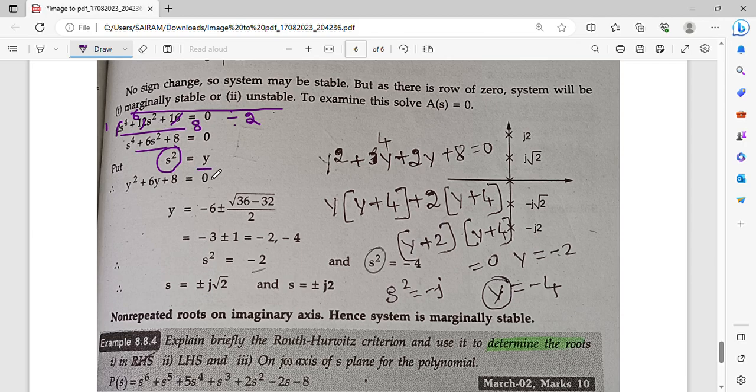s ಸ್ಕ್ವೇರ್ ನ y ಅಂತ ಹಾಕಿದ್ರೆ s power 4 ಏನಾಗುತ್ತೆ, s power 4 will become equal to y square, right? And it is nothing but y square plus 6y, because here s square is y, so substitute y here, plus 8 is equal to 0.